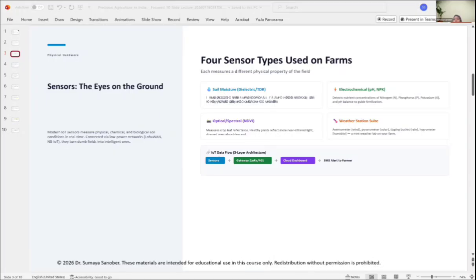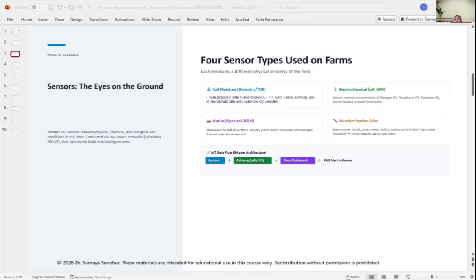Right? So at the bottom, what we can see is called an IoT data flow. The sensor collects all the data, and then at the gateway, they send this data over LoRa, right? Where they get information about what is happening, and then that information is stored and processed in the cloud database or a dashboard. Finally, the farmer may receive an SMS alert saying, for example, soil moisture is low, irrigation is required in the west field in the evening, like these kinds of SMS alerts.